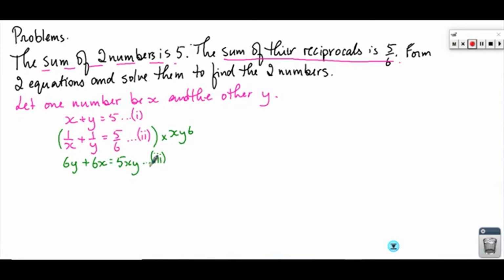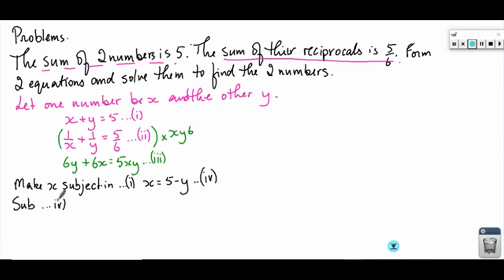Now, the simplest part is I'm going to choose x or y to make the subject. It doesn't matter which one I make subject, so I'm going to choose x. So I'm going to make x subject in equation 1. So I get x is equal to 5 minus y, and I get equation 4. Now I'm going to substitute equation number 4 into equation number 3, sorry.